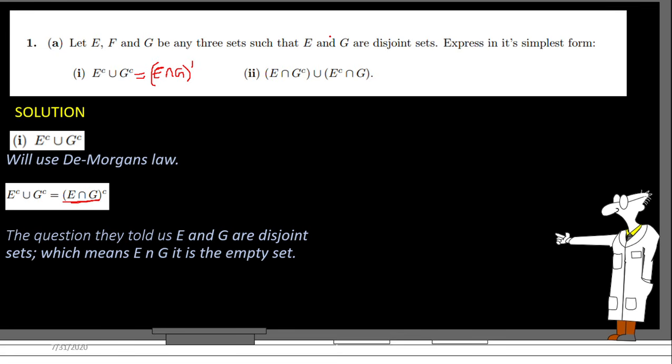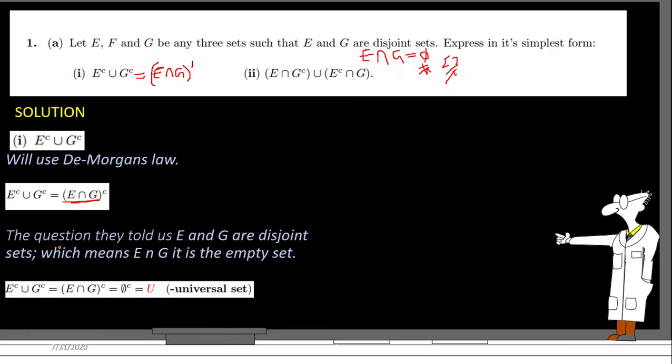They told us E and G are disjoint sets. What does this mean? A disjoint set is a set which does not have a common element. So if it's E intersection G, they don't have a common element, so it will give us the null set, like this, or the empty set. Yes, so a disjoint set gives us the empty set. They don't have a common element.